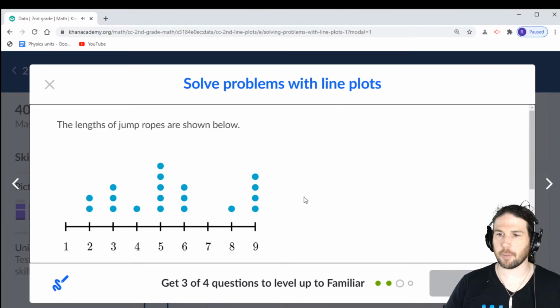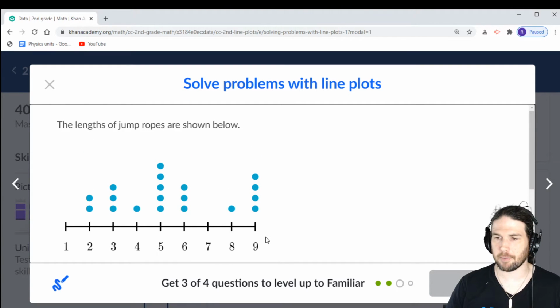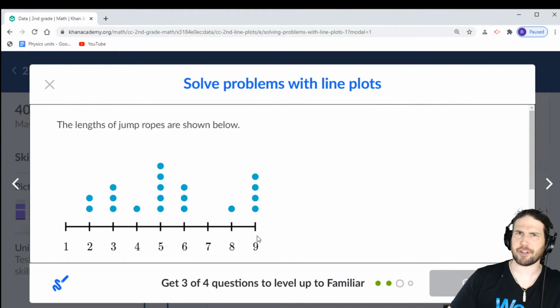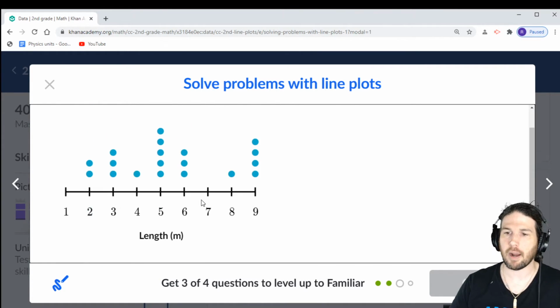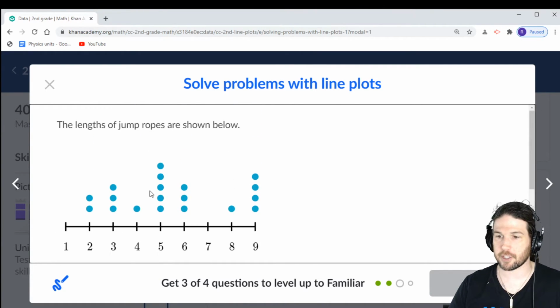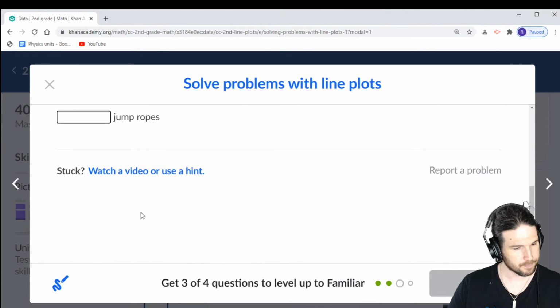The length of jump ropes are shown below. So we've got what, meters. Are there really 9-meter jump ropes out there? 9 meters is like 30 feet. Are you sure there are 9-meter jump ropes out there? Well, maybe there are. How many are shorter than 5 meters? So again, we're not going to include the 5-meter ones, only the ones that are shorter. And I see 1, 2, 3, 4, 5, 6 that are shorter than 5 meters.